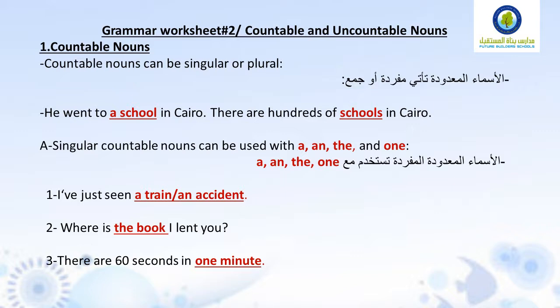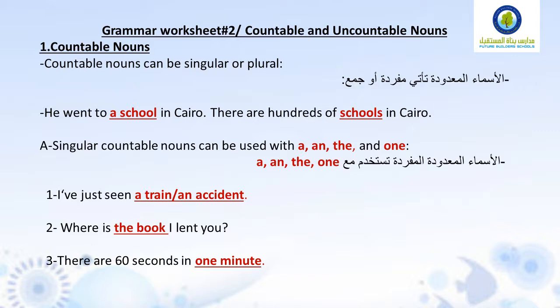For example, he went to a school in Cairo. There are hundreds of schools in Cairo. Now, the underlined nouns, a school, here we have school, and the other one schools. Now, school and schools, we call them countable nouns. Why? Because we can count them. So we can say that we have 1 school, 2 schools, 3 schools. So singular is school and the plural of it is schools.